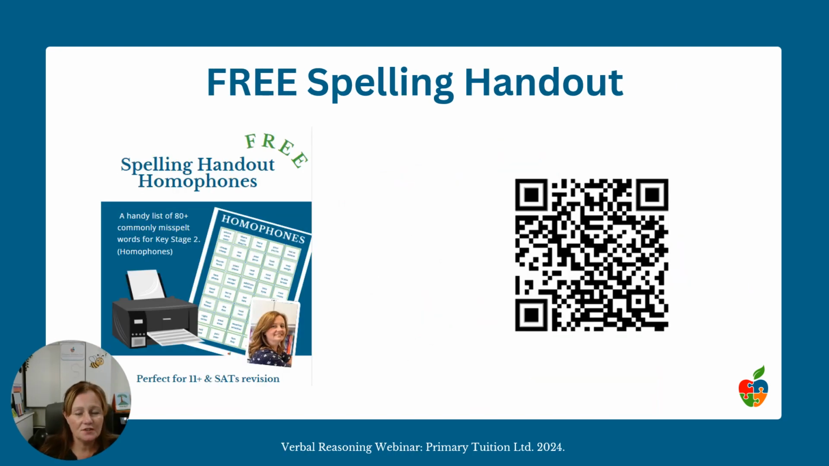Having a good knowledge of spellings is really important in verbal reasoning. I have developed a free handout with over 80 pairs of words, and they're called homophones. Homophones are words that sound exactly the same but are spelt differently, and that's because they're used in different contexts. For example, the weather, it's raining outside, or the king reigns over England.